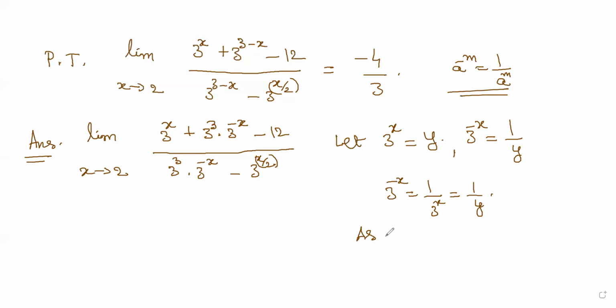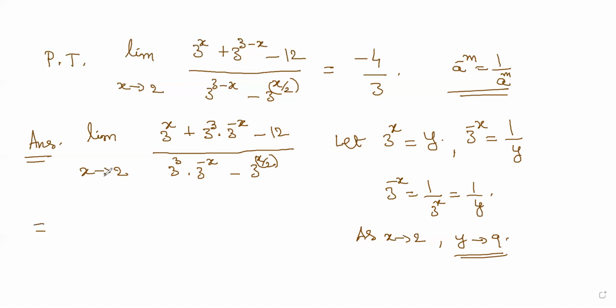As x tends to 2, that means when you substitute the value of x as 2, what happens? 3 square, so y tends to 9. As x tends to 2, y tends to 9. When I substitute x equal to 2, 3 square is 9. No issues.